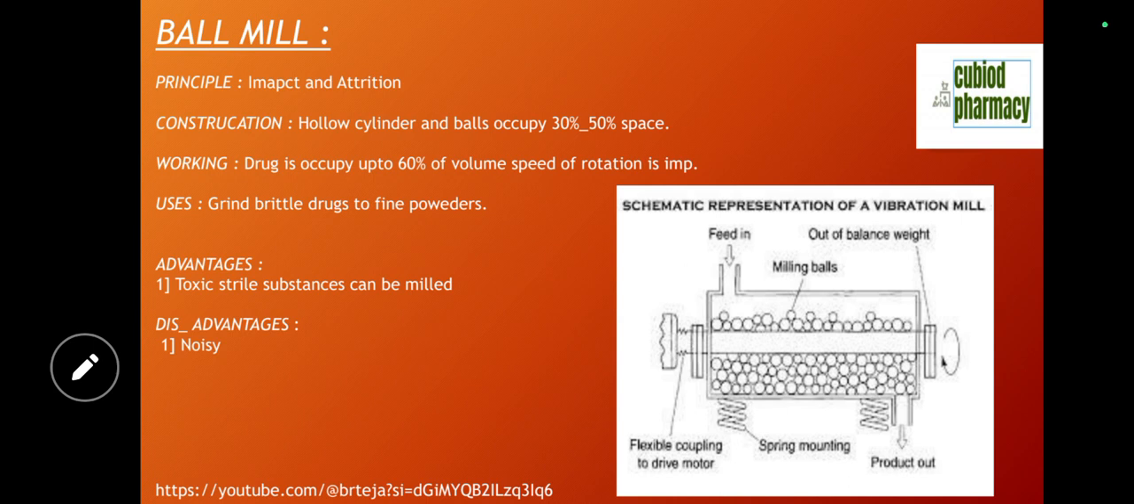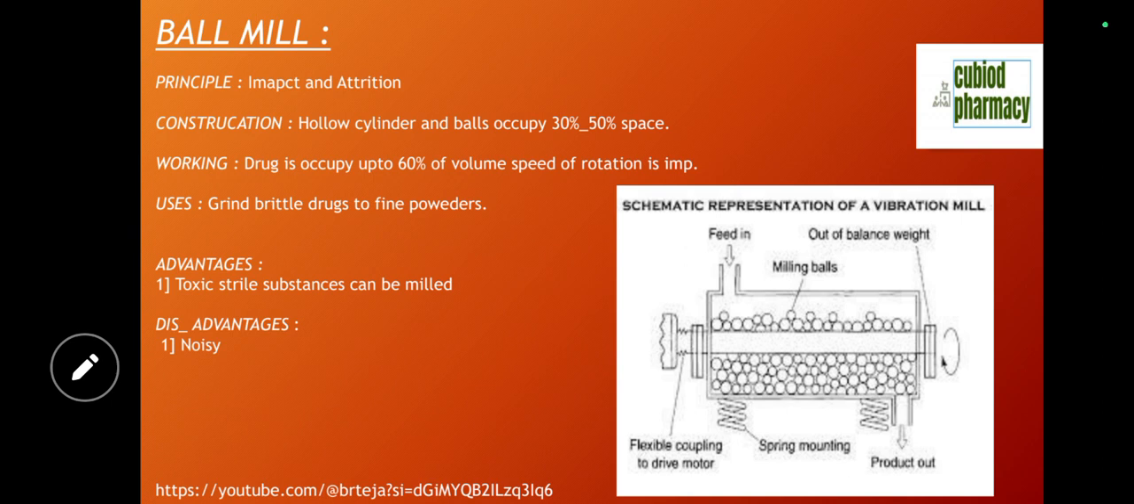Next one, ball mill. Which principle is involved in the ball mill? Impact and attrition forces. Ball mill construction: a hollow cylinder, and the balls occupy 30% to 50% of the space.